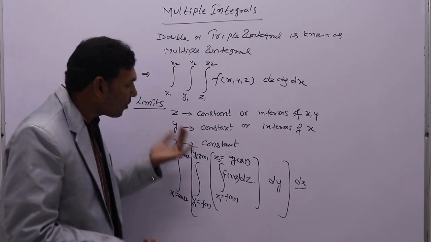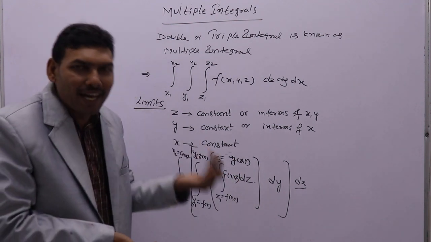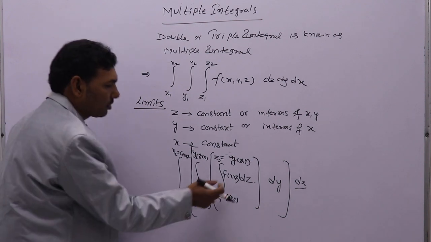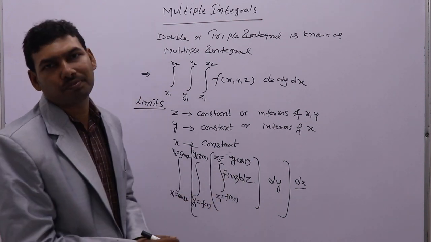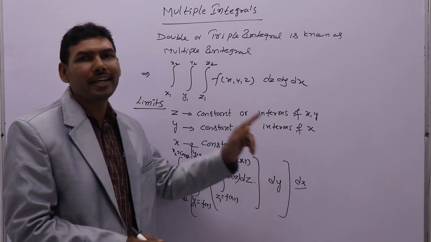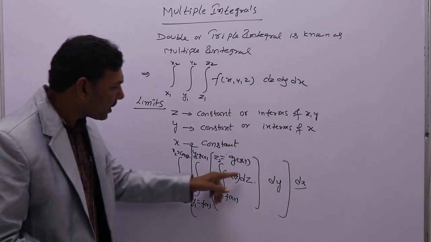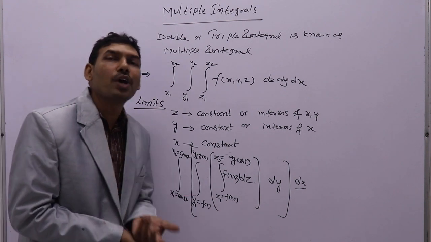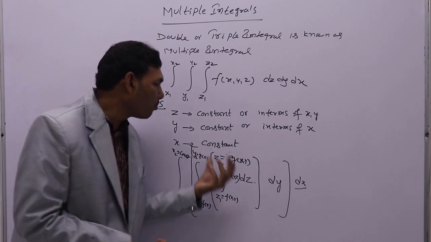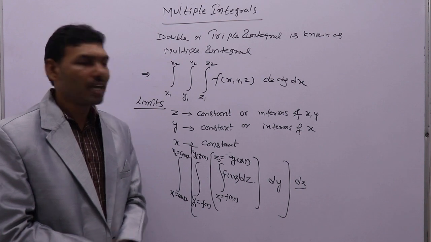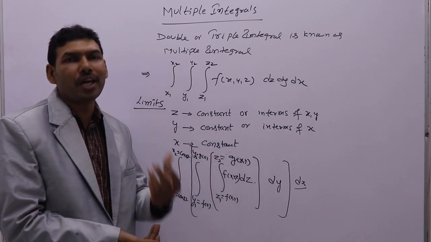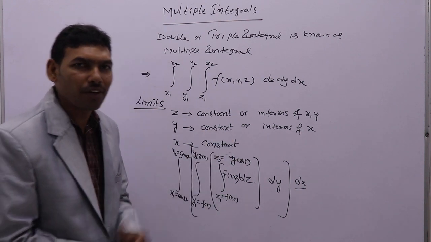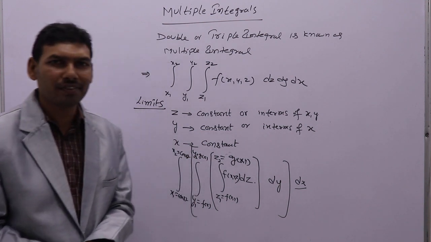For example, if you want to evaluate a volume, then the integrand is 1: 1 dz dy dx. If we keep the integrand f of x y z as 1, then we are going to evaluate the value of the three-dimensional figure. If a function is given, that value we are going to evaluate. Are you clear? How to evaluate a triple integral?